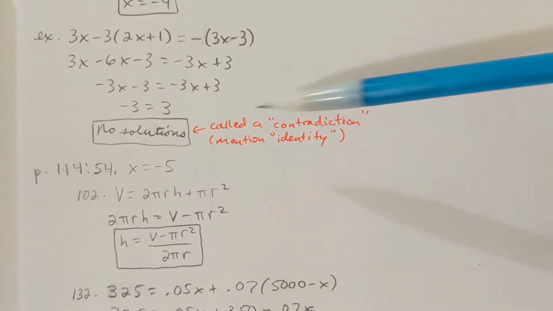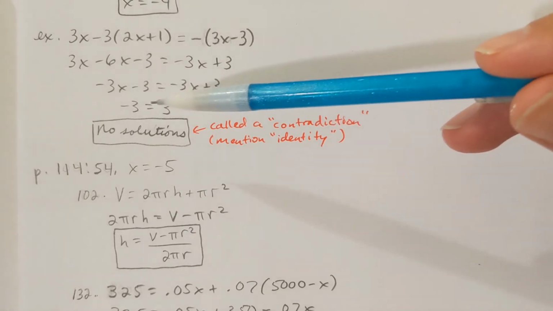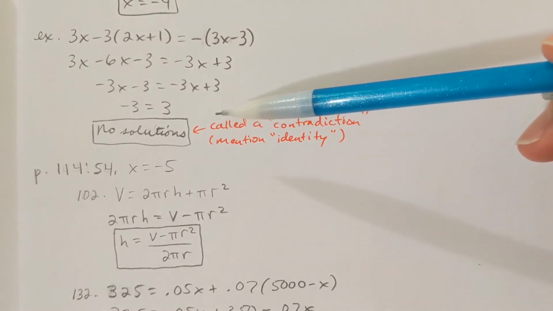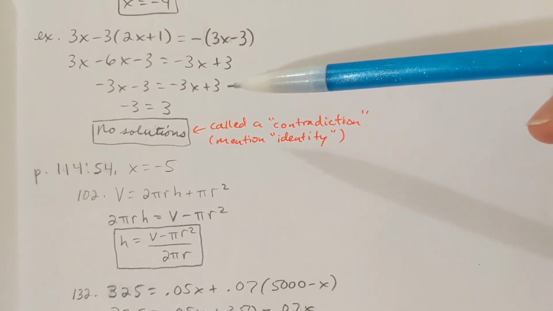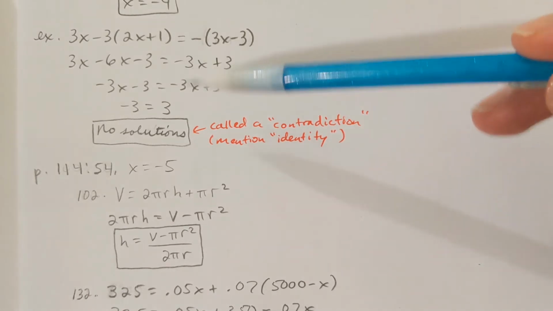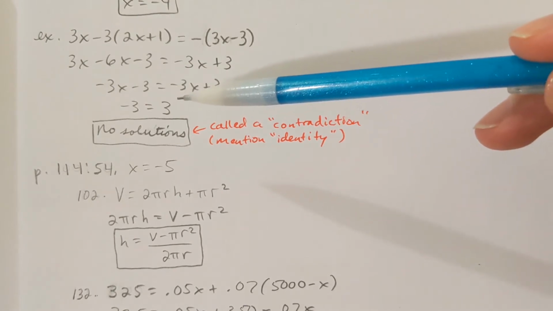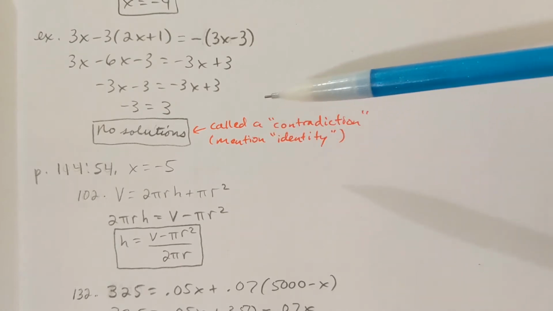An identity would be one that is true. So if I get negative 3 equals negative 3, then all real numbers is the answer. In other words, it doesn't matter what you get. When you go through the process of solving, you always end up getting negative 3 equals negative 3. And that's an identity.